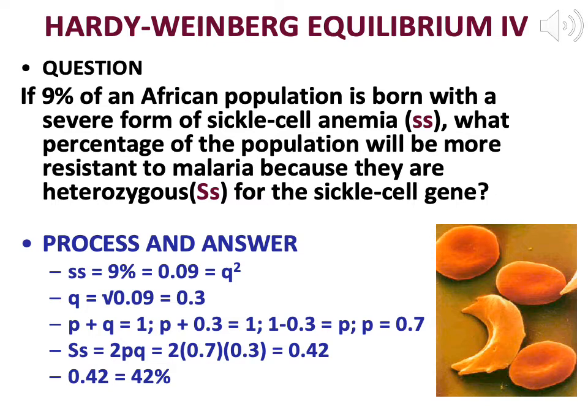If 9% of an African population of humans is born with a severe form of sickle cell anemia, sickle cell anemia is represented by the genotype little s, homozygous recessive, what percentage of the population will be more resistant to malaria because they are heterozygous, big S, little s, for the sickle cell gene?